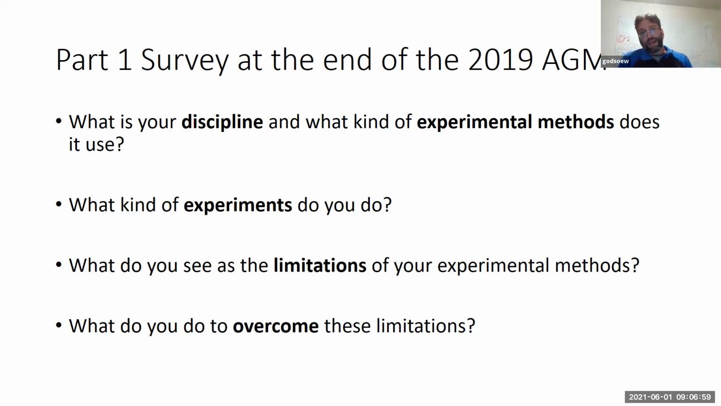Looking at the survey, we had a number of people from various disciplines, which is not that surprising for the AGM. We got lots of detailed answers for experiments, and I will try to get video of some people explaining their experiments in more depth. And I'll just talk a little bit about the last 2 questions. So what are limitations and what do you do to overcome these?